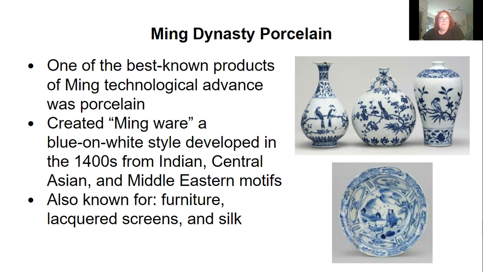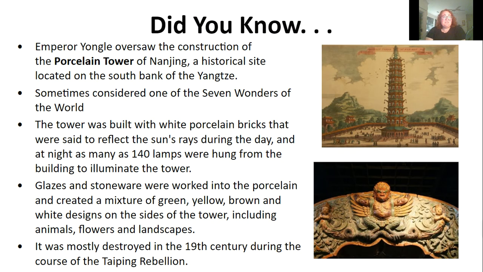The Ming Dynasty is probably best known for its porcelain. They created what's called Mingware. It's a blue on white style of pottery or porcelain that was developed in the 1400s from India and Central Asia and Eastern motifs. It's also known for furniture, lacquered screens, and silk, but the most talked about is the Ming Dynasty porcelain, as you can see here.